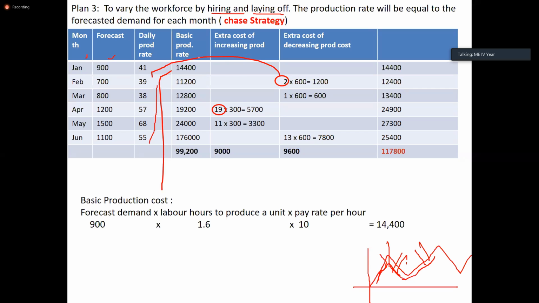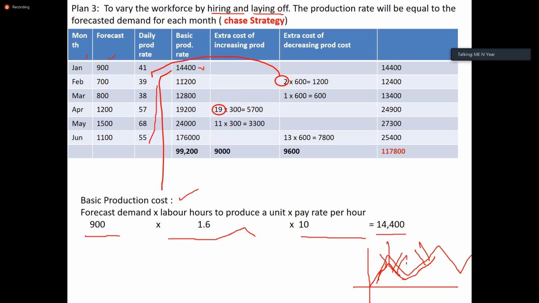That is the basic production rate. Okay, so the basic production rate we can calculate from this simple formula. So how much demand is per month, and what is the labor hours to produce per unit. Okay, that is 1.6, and the pay rate per hour $10. Okay, totally $14,400 per product, for manufacturing of products in basic production rate in January month.